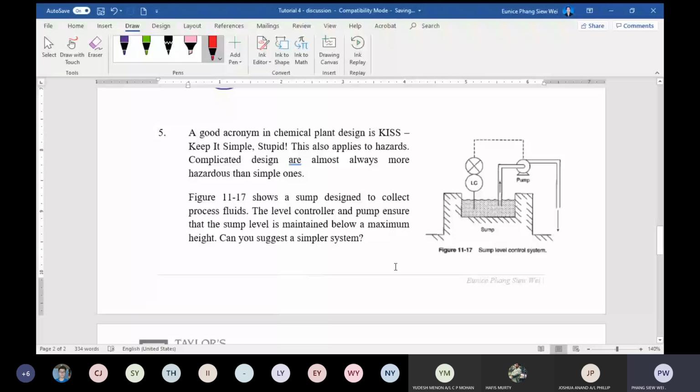Okay, so oops, we are talking about keys here. Now you know what keys is for. So we have a system here, and when we come to safety, we want to keep things really, really straightforward and simple. You look at this one, you have a sump here to collect processed fluid, you have a controller, and you have the pump to ensure that the sump is maintained below a maximum height. So how do you want to make this system simpler? I've given you the answer previously. Overflow valve.